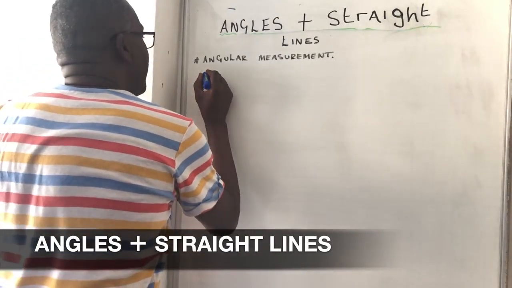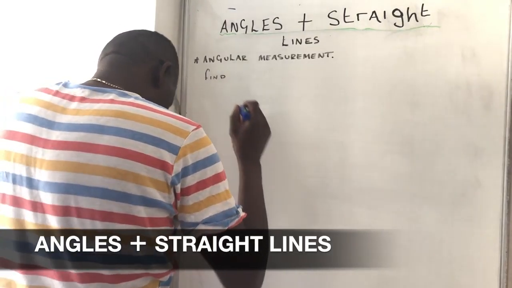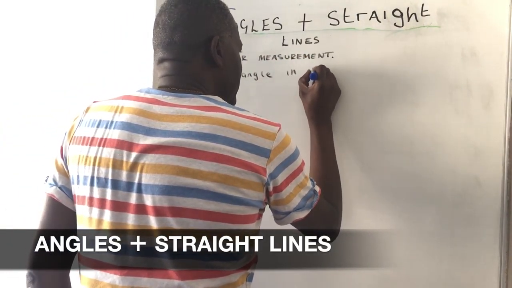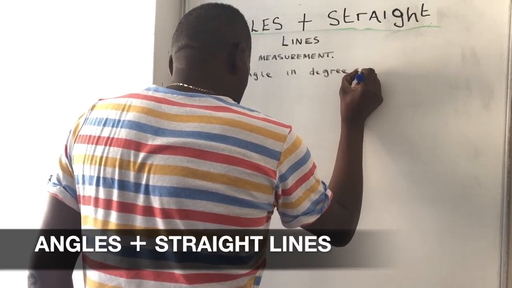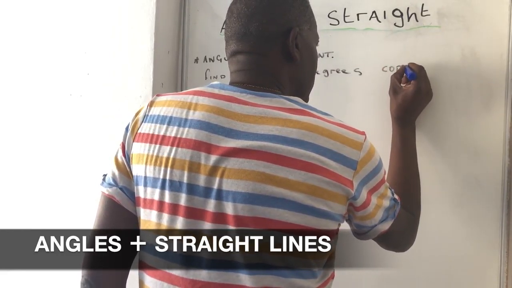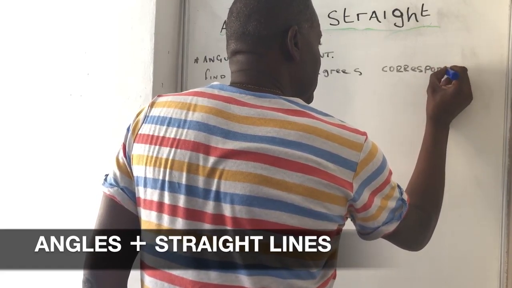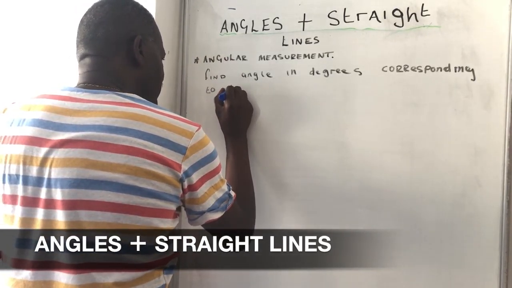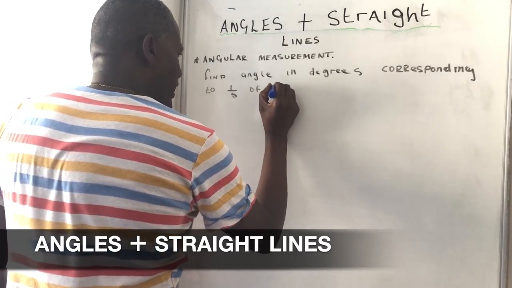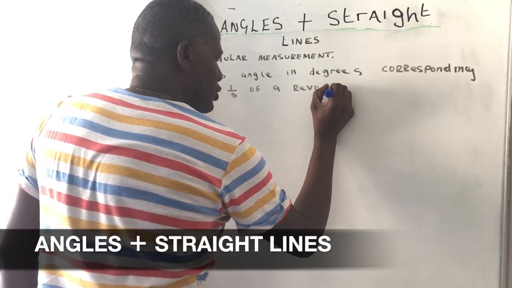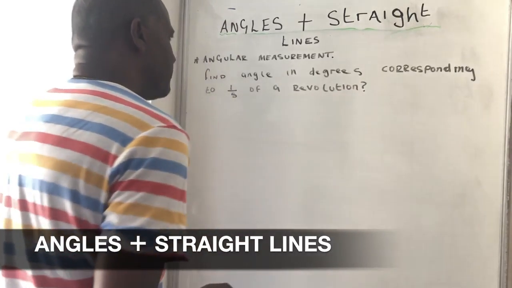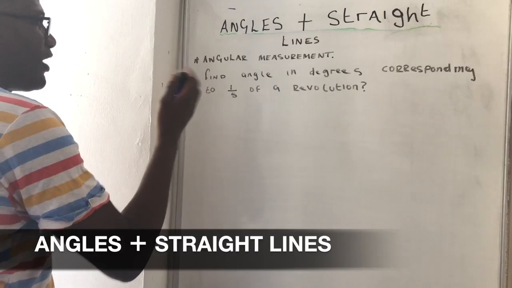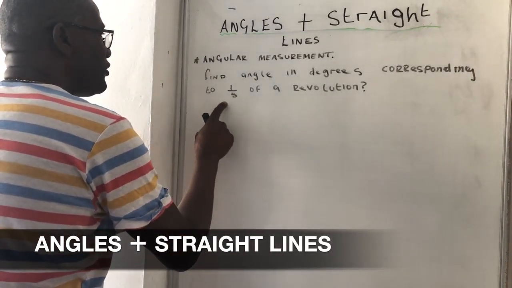Okay, so the question is, find angle in degrees corresponding to 1/5 of a revolution. Right, to answer this question, you need to understand what they're actually asking you. Find angle in degrees corresponding to 1/5 of a revolution.